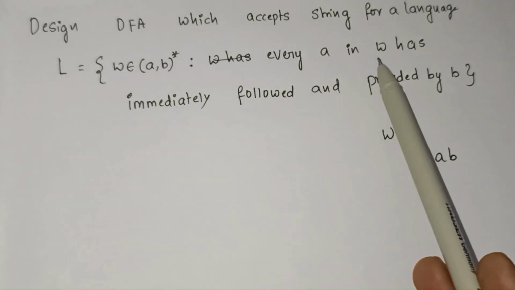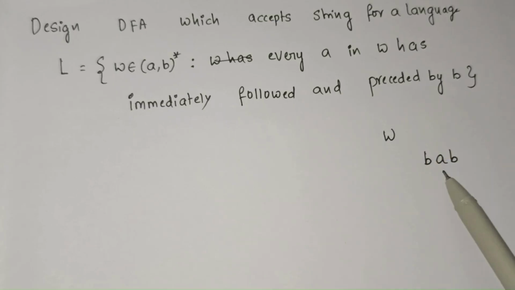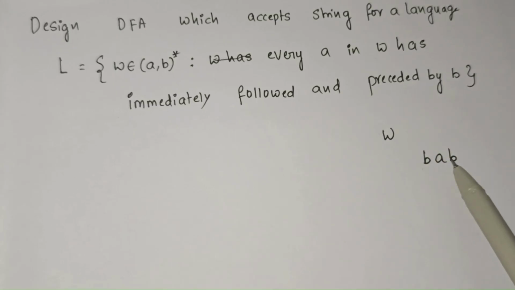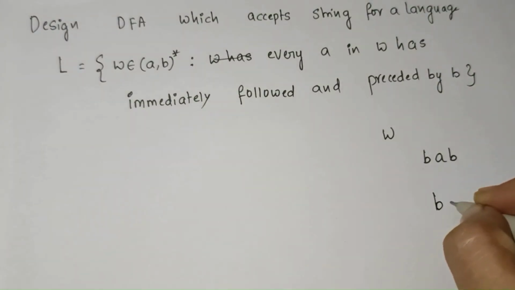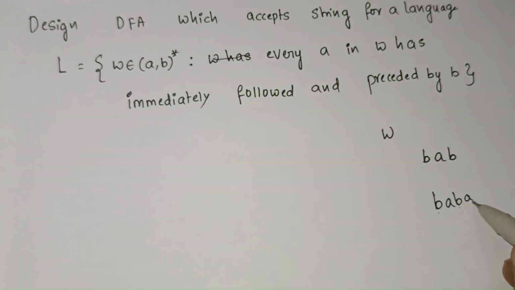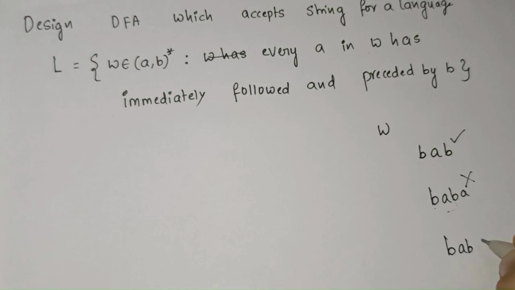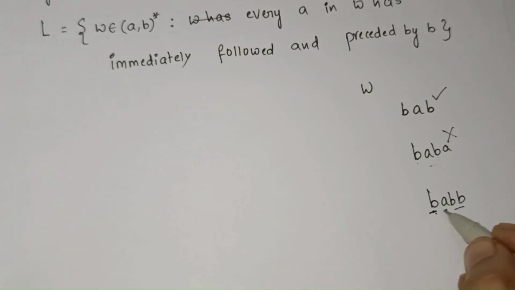So every A in W is immediately followed and preceded by B. Whatever A you take, it should be preceded and followed by B. So if I take BAB, BA, this A is preceded and followed, but this A is preceded by B but not followed by B. So this string should not be accepted. This string should be accepted. If I take BABB, we are not bothered about B's, only A's. Before A and after A we should have a B. That's it. So this can be accepted.